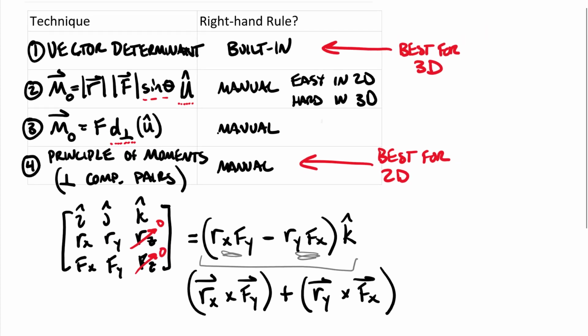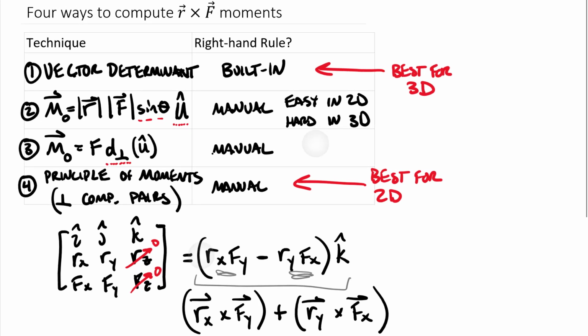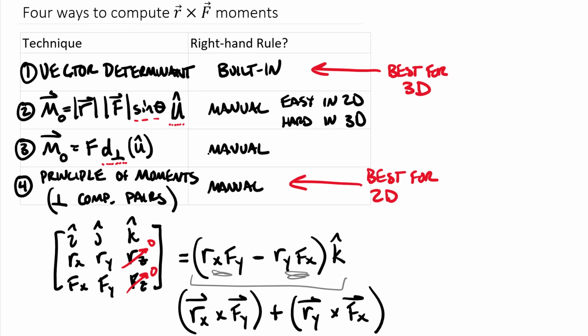So hopefully this helps you think about 4 different ways to solve r cross F moments. None of them are wrong. They just have different advantages and disadvantages. And in the upcoming example, I'll show you how to compute a 2-dimensional moment using these different techniques.